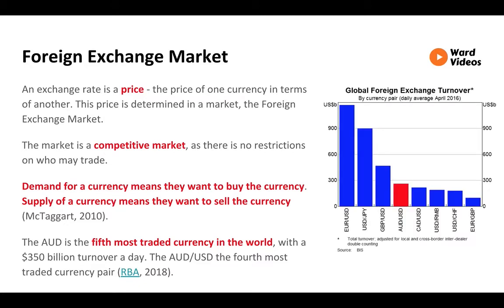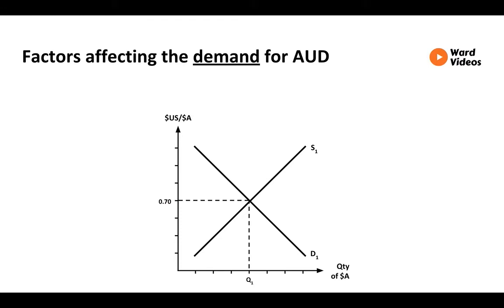The Australian dollar is the 5th most traded currency in the world, with $350 billion turnover a day. The Australian dollar against the US dollar is the 4th most traded currency pair. With any market, there is demand and supply. For this video, the market will be the Australian dollar in terms of US dollars.